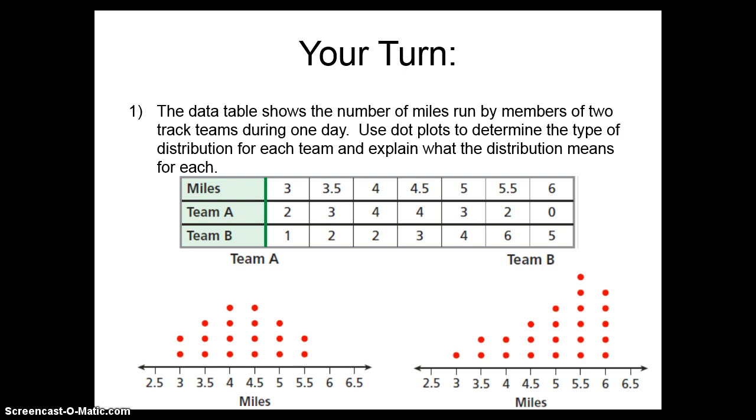Team A, Team B. Examine these dot plots, and in the work section of your WSQ, explain what the distribution is for Team A and what that might tell us about Team A, and what the distribution is for Team B and what that tells us. You can pause the video if you need to, but don't forget to hit play when you're done because we have a little bit more to talk about.